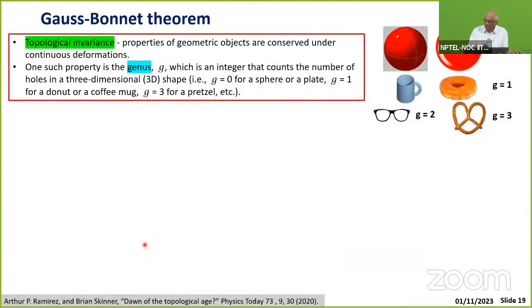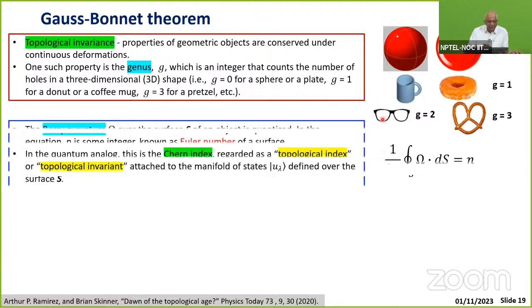So the Gauss-Bonnet theorem defines a topological invariance: properties of geometric objects that are conserved under continuous deformation, which are characterized by a genus G. The genus is nothing but the number of holes in the matter. So, for example, a spherical ball or a plate doesn't have any hole. A coffee mug or a donut has a genus of one, with one hole. The glass is G2, a pretzel G3.